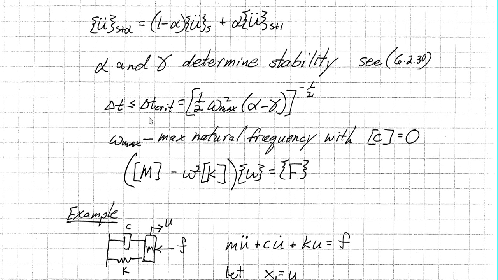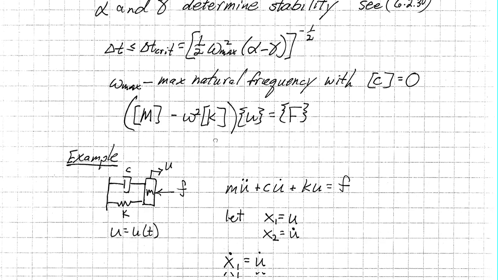And so here's my delta t. It's got to be less than this t critical, which is based again on your maximum natural frequency and a difference in this alpha and gamma all over, or to the power of negative 1/2. Alright, and this is valid for a conserved system where there's no damping. So you have this type of eigenvalue problem.